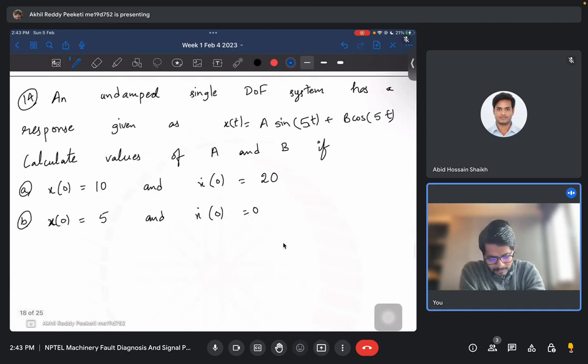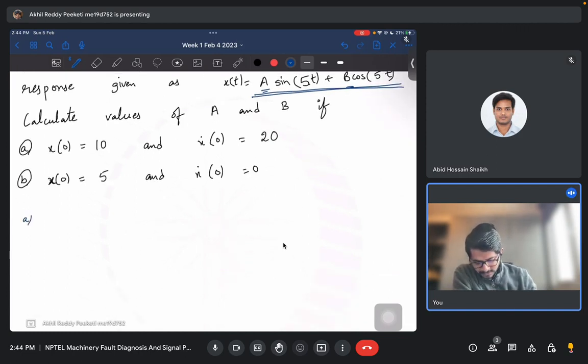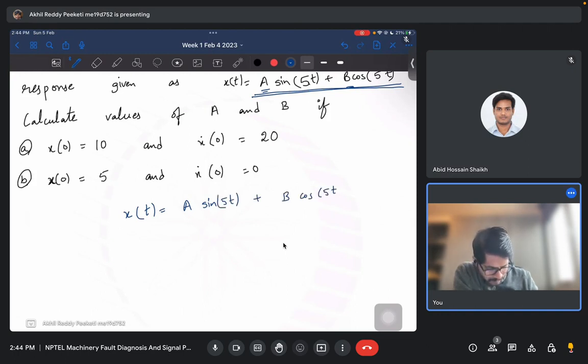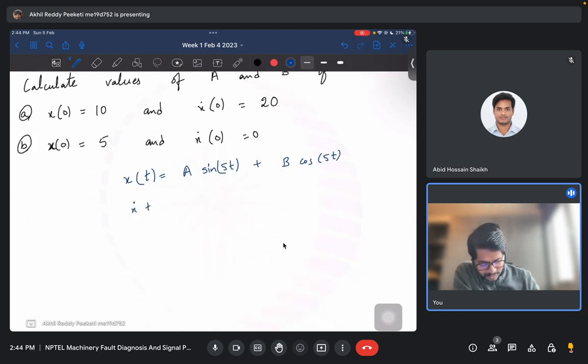So the question is, an undamped single degree of freedom system has a response given as. Here they have given us the final response already, and we need to find the unknown coefficients a and b for given boundary conditions. So first let's see x of t is equal to a sin ωt plus b cos ωt. This is the displacement. So how would the velocity look?